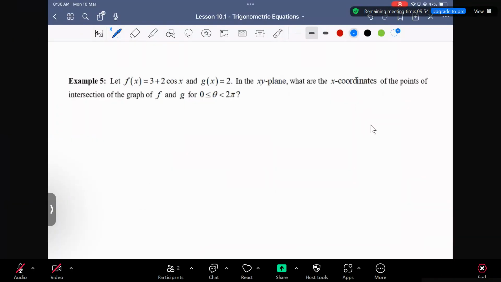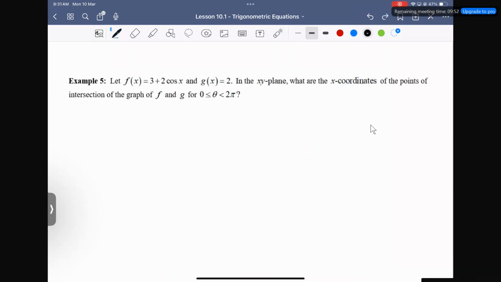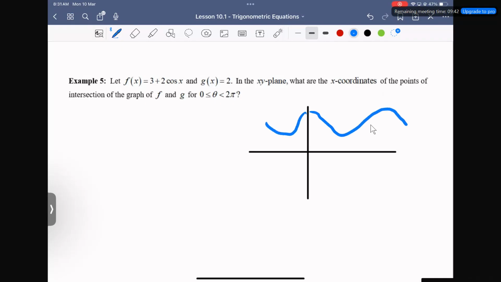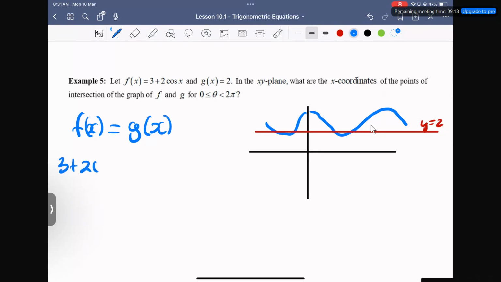Okay, so what's going on graphically? We are going to have a cosine function looking like this, and we are looking for the point where it goes through here like this, at the line y equals 2. But all we need to do is we want f of x to equal g of x. So that means we want 3 plus 2 cosine x to equal 2.